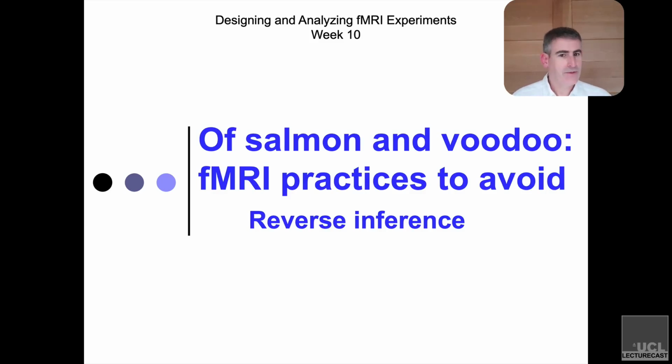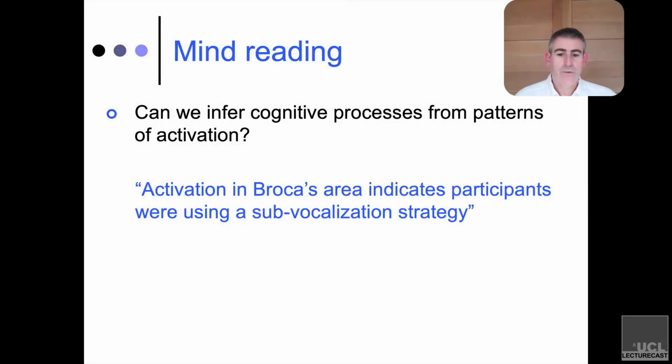And last, but certainly not least among our fMRI practices to avoid, is the issue of informal reverse inference. There's a way of doing formal reverse inference that's valid, and we'll talk about that. So reverse inference is a form of mind reading, essentially. Basically, what you're trying to say is, can we infer a cognitive or affective process based on patterns of activation?